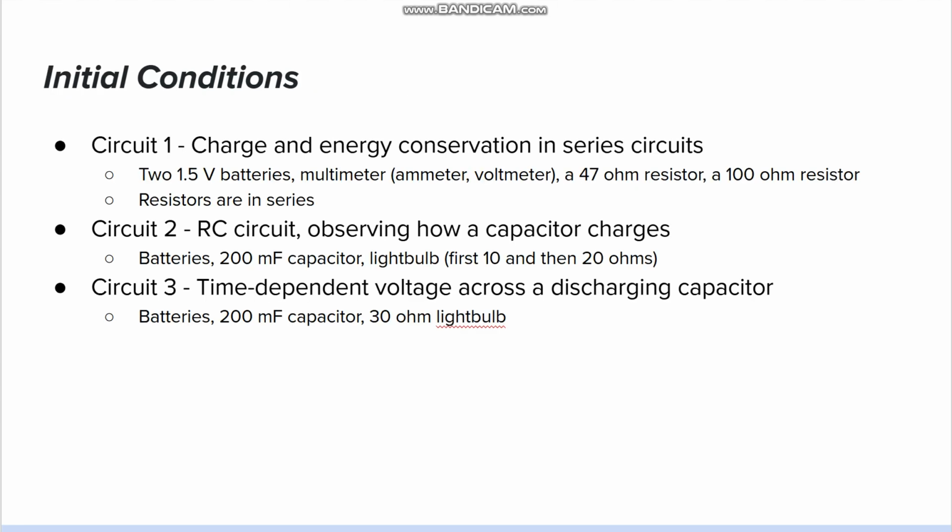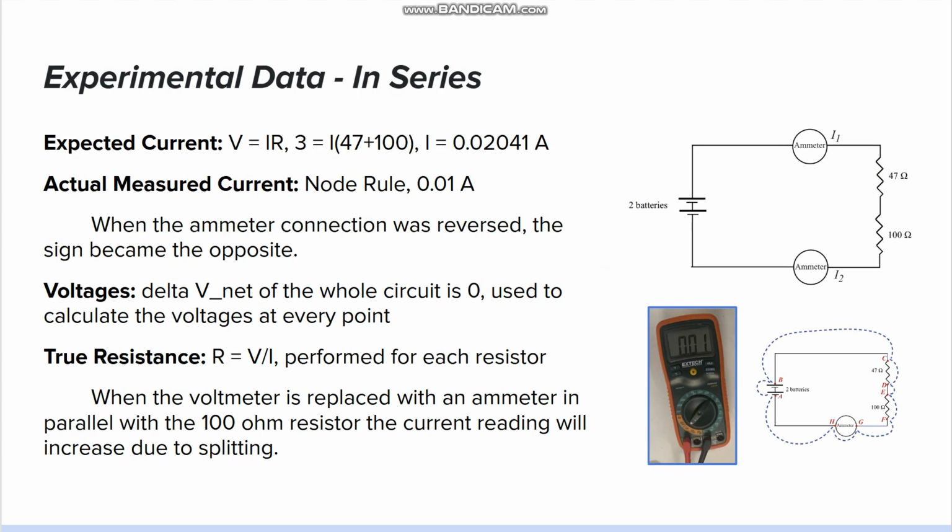Initial conditions. The initial conditions for this lab can be broken into 3 different circuits, being Circuit 1, Circuit 2, and Circuit 3. For Circuit 1, the initial conditions were the 2 1.5 volt batteries, multimeter, ammeter, voltmeter, a 47 ohm resistor, a 100 ohm resistor, and that the resistors are in series. For Circuit 2, the initial conditions are the presence of batteries, a 200 mF capacitor, and 2 light bulbs, first being a 10 ohm and then second being a 20 ohm. And for the third circuit, the initial conditions are the presence of batteries, the 200 mF capacitor, and this time a 30 ohm light bulb.